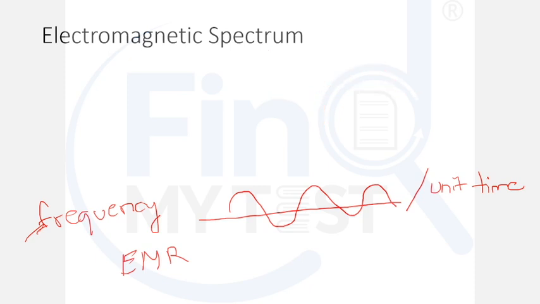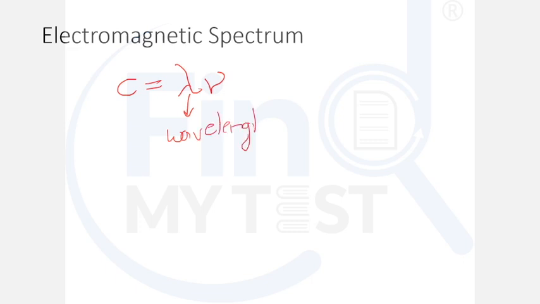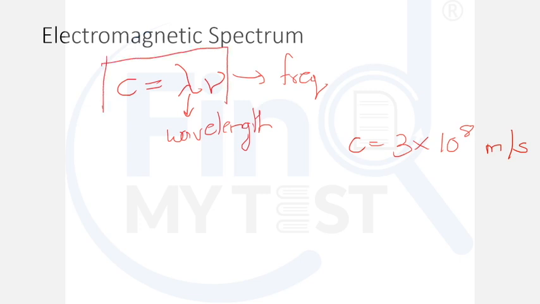Next is finding the relation between these two things. We know the formula: C is equal to lambda into nu, where lambda is the wavelength and nu is the frequency. C is the speed of light, C is equal to 3 into 10 raised to 8 meters per second. This is a very important equation.